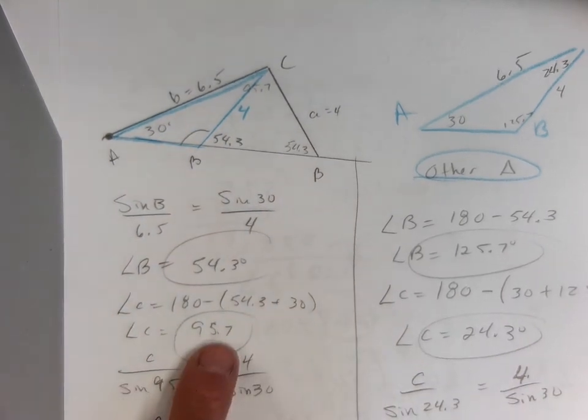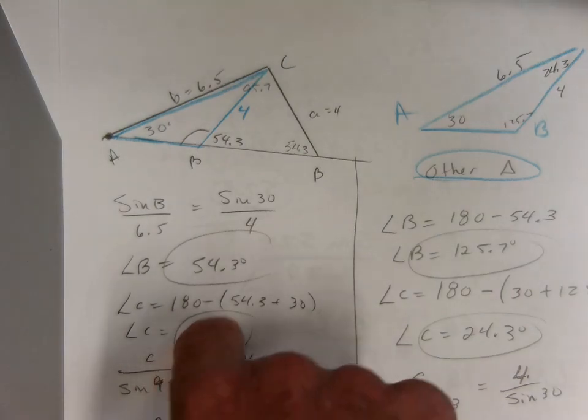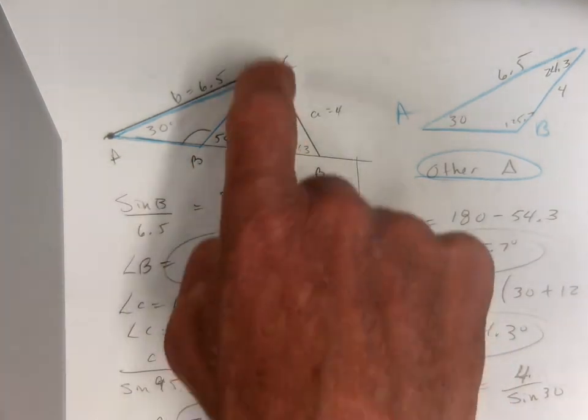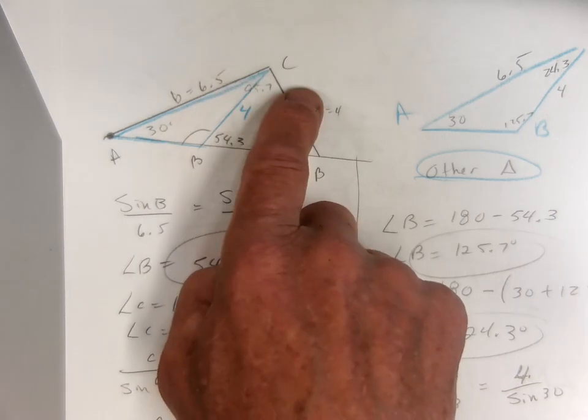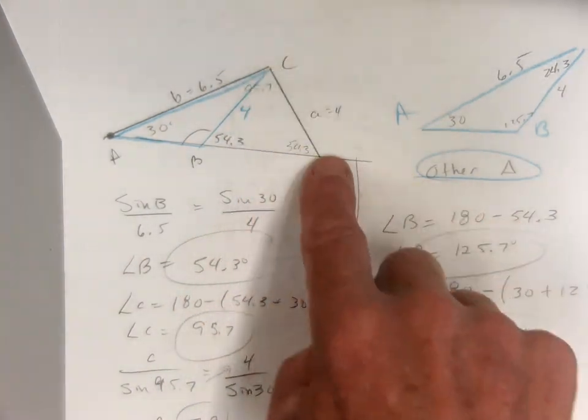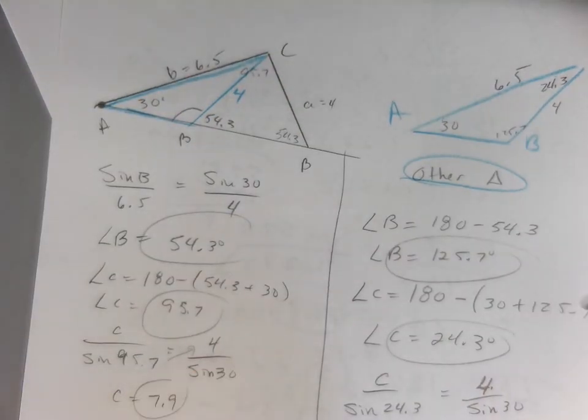I got 95.7. And then again, I'm looking at side C, so I can go C over the sine of its angle equals 4 over the sine of its angle, cross multiplied, and I got 7.9.